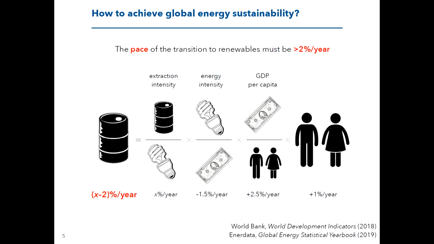Fortunately, the energy intensity, thanks to technological progress, decreases at the rate of 1.5% per year globally. But this means that we're still left with 2% of systematic increase in the consumption of fossil fuels. And so the only hope that we have really is to decrease the extraction intensity at a rate of at least 2% per year. And this means that we need to be able to introduce renewables in the energy mix at a rate that is greater than 2% per year.